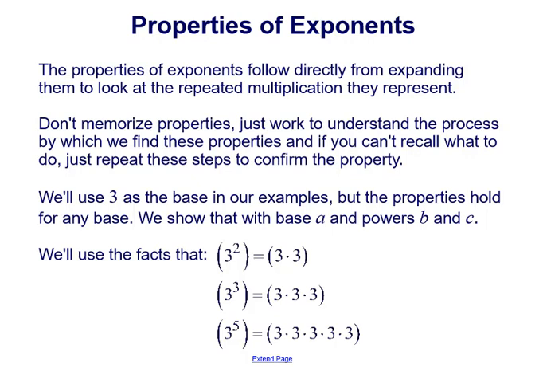Again, that definition of exponents: 3 to the second power is equal to 3 times 3. It's that base of 3 multiplied twice. 3 to the third power is 3 times 3 times 3. It's that base of 3 multiplied 3 times. And 3 to the fifth is 3 multiplied 5 times: 3 times 3 times 3 times 3 times 3. Again, we have a base of 3, and here it's being raised to different exponents, so that's just showing you how many times you need to multiply that base of 3.